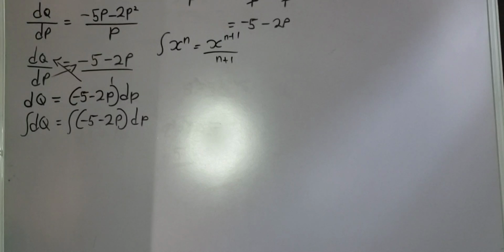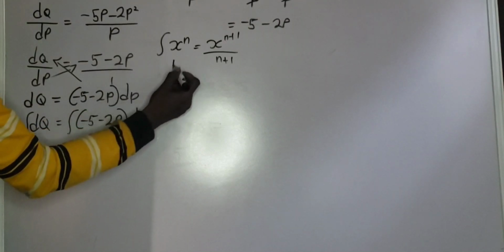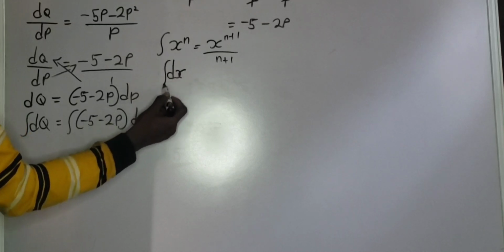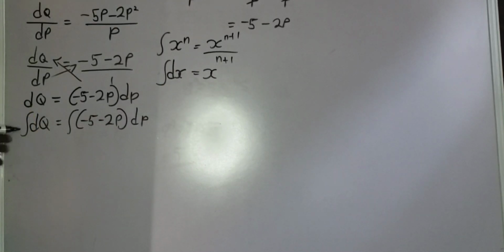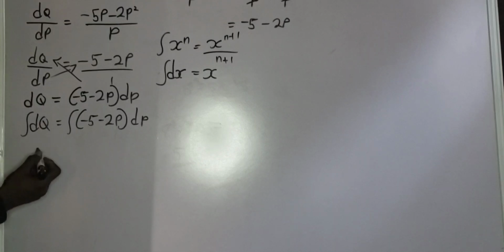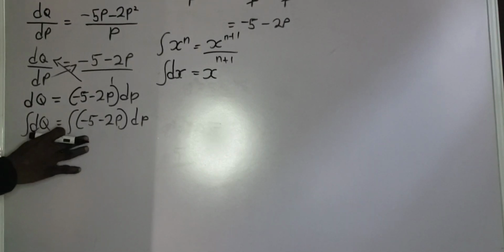Now, don't forget, I told you that integration is the opposite of differentiation. So if I have dx, immediately I put integral of dx. That means I'm going to have x. Do you understand? So integration of dq will give what? Q. Do you understand? So this will be equal to, now I want you to pay attention here.